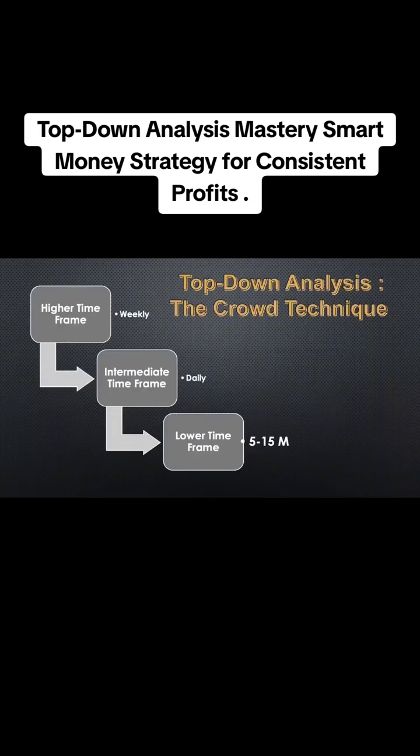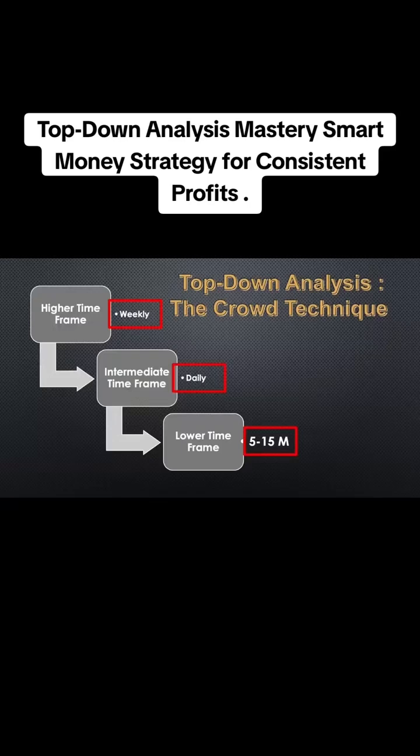First, traders start with the weekly chart to get a big picture view. They mark key support and resistance levels, thinking this will help them understand the overall market direction. Next, they move down to the daily chart to refine those key levels and look for possible trade setups. Here, they try to narrow down opportunities by focusing on how price moves around those weekly levels.